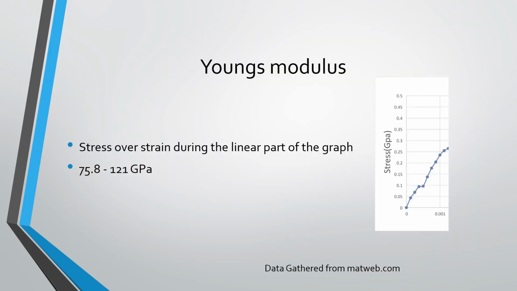Young's modulus, or Young's modulus of elasticity, represents the slope of the linear part, or more linear part, of the stress strain graph. As we can see here, it's not perfectly linear, but it is pretty close. It is calculated by taking the stress divided by the strain during that period. Brass can range anywhere from 75.8 gigapascals to 121 gigapascals, with an average value being around 105.